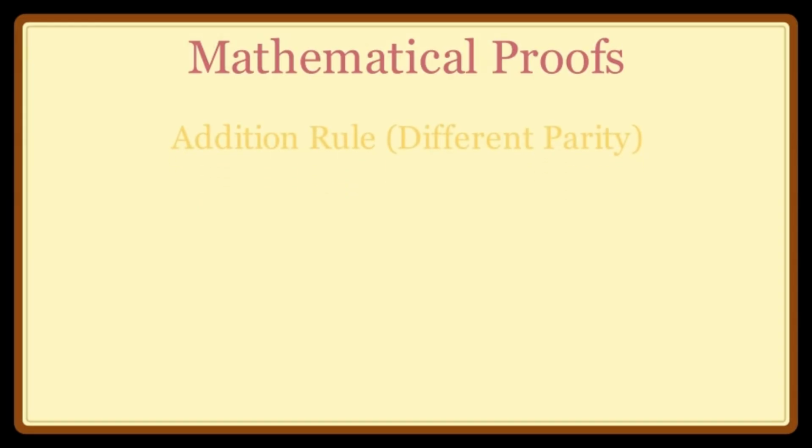Then there is the different parity rule for addition. This rule states that if you add two numbers with different parities, meaning one is even and one is odd, the result is always odd.